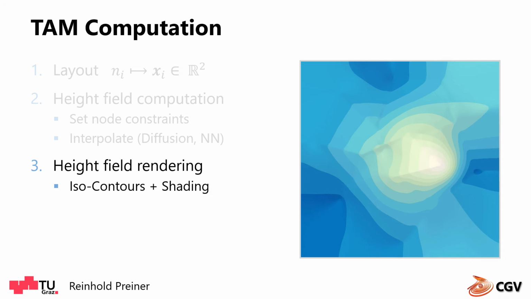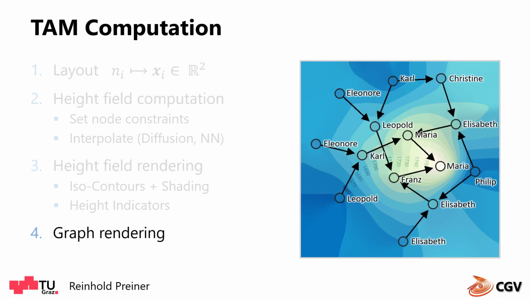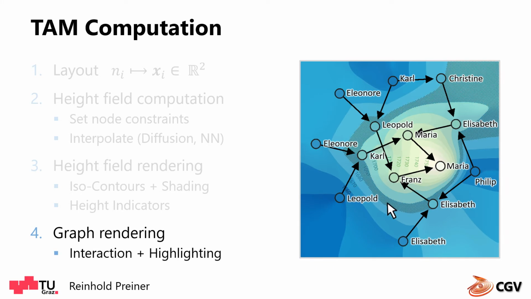And finally, we also place height indicators onto the map. So here we start from some random seed locations on the map and then follow the integral curve of the gradient field and place a height label wherever this curve intersects an isocontour boundary. And in the last step, the node link graph is rendered on top of this map using node labels or other additional overlays that you might need for your graph. Additionally, we also allow for interactive highlighting of isocontours to foster explorative or comparative analysis tasks.